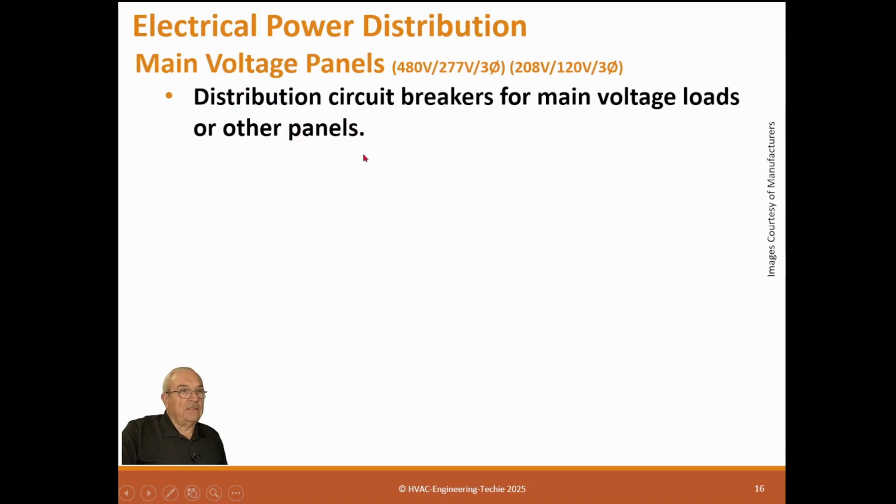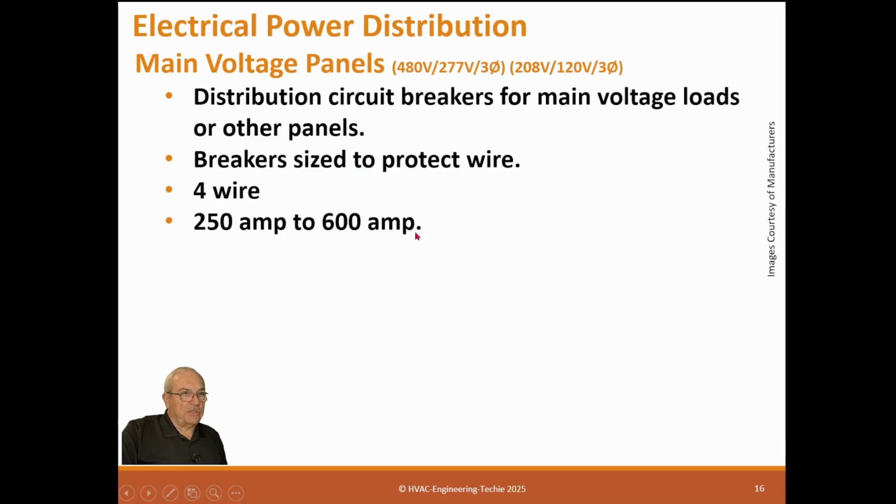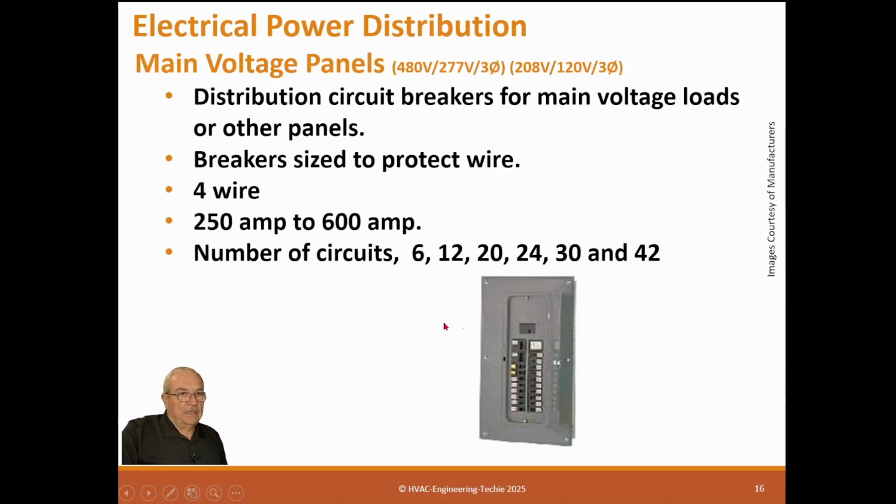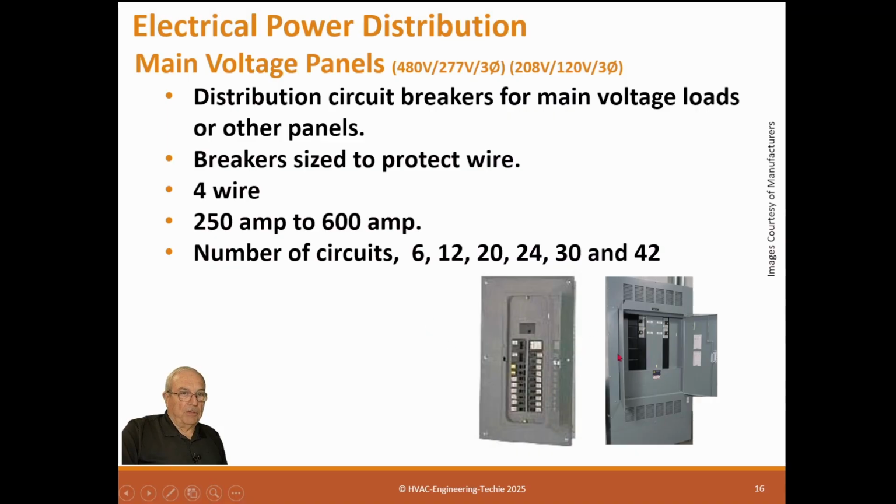Main voltage panels, distribution circuit breakers for main voltage loads or other panels. Breaker size to protect the wire. 4-wire, 250 to 600 amp. Number of circuits: 6, 12, 20, 24, 30, and 42. Now this is distribution panels. These are normally bigger breakers that are feeding panels or feeding larger loads.